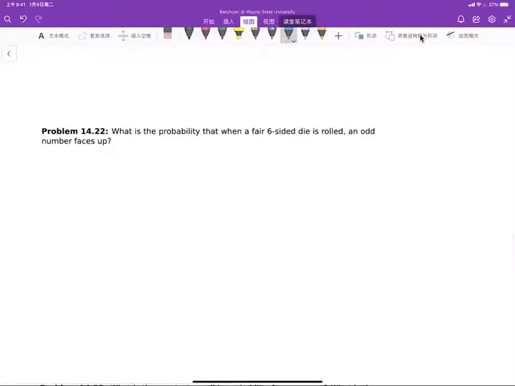Davey, can you say it again? It's 50% because half of the numbers of a die is odd. Can you tell me the odd numbers? 1, 3, and 5, and the even are 2, 4, and 6. Good. Because there are only 6 numbers, 1, 2, 3, 4, 5, 6, and the odd numbers are 1, 3, and 5.